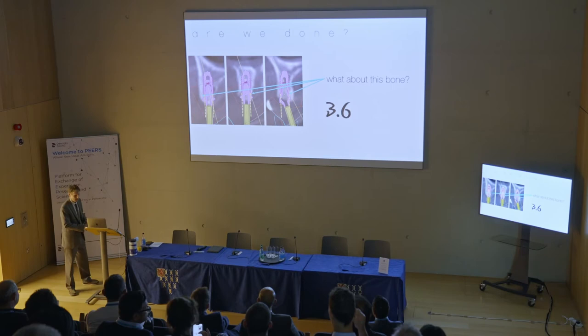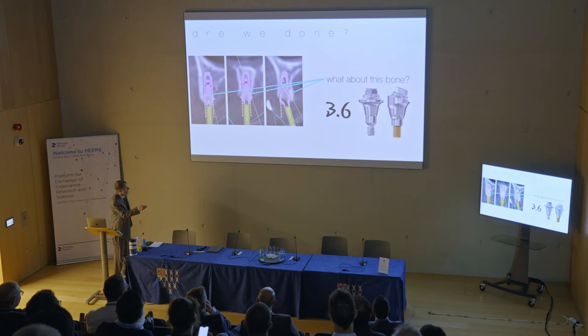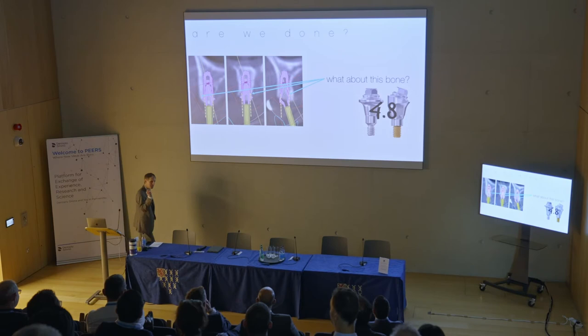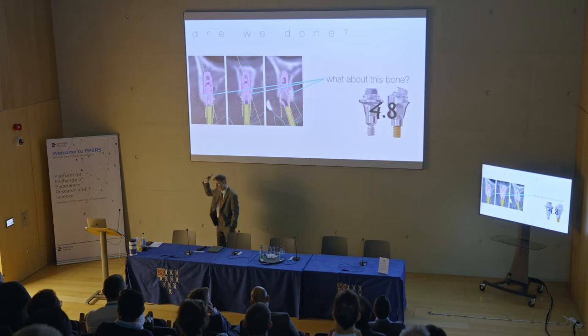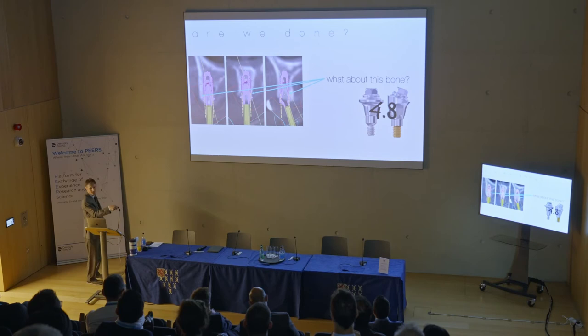If this is 3.6, does anybody know the diameter of these? It's 4.8. Pretty much every multi-unit abutment on the market is either a 4.6 or a 4.8. So the smart fixes are 4.8. In this instance, if this is a 3.6 hole and that's a 4.8, the way I get around that extra bone and take care of it is I use the reamer tool.